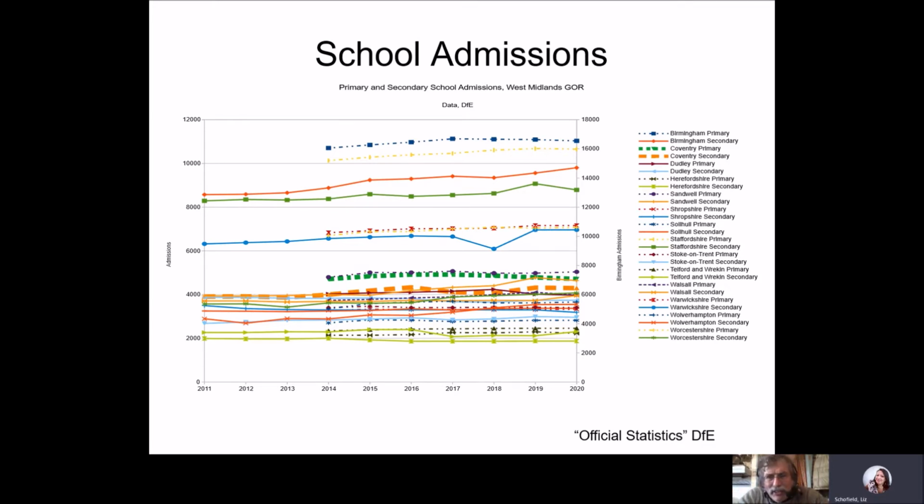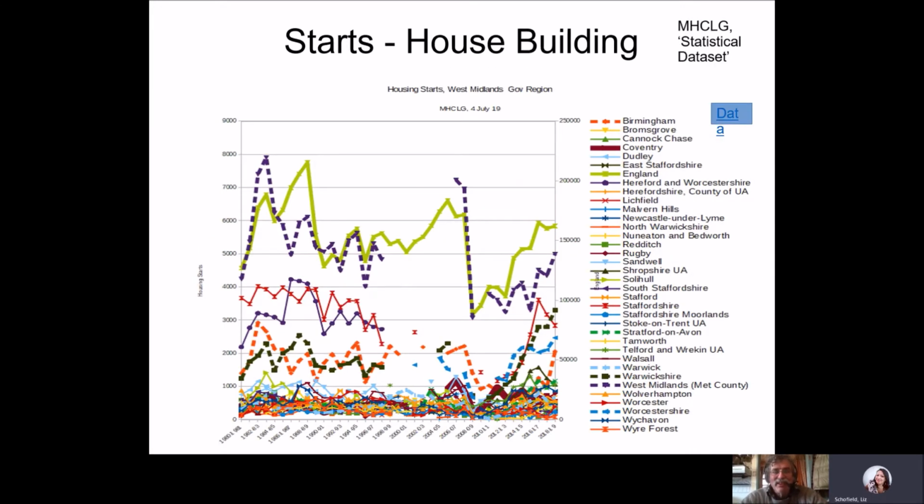If you look at the graph carefully, you'll see that secondary admission in Birmingham has taken off. Maybe there's something happening in Birmingham, but it ain't happening in Coventry. So schools and large family sizes or high fertility in Coventry does not seem to be a cause of this imputed population growth. Next slide. Well, so that's the kind of administrative data.